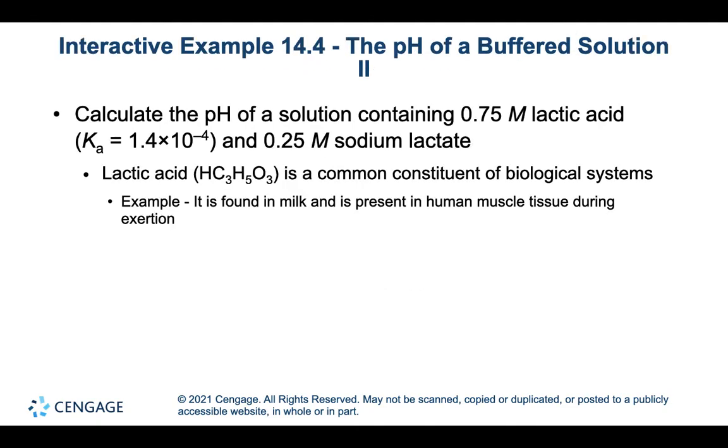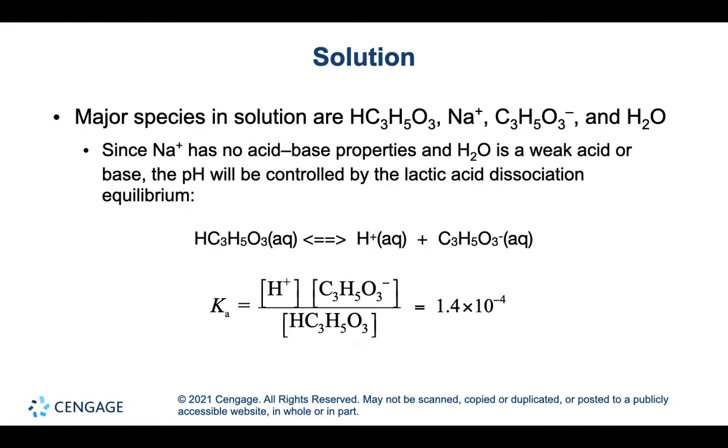All right, so we're finding the pH of 0.75 molar lactic acid and 0.25 molar sodium lactate, with a Ka of 1.4 times 10 minus 4. I think we did this Tuesday night. The Na plus is not going to be anything. It's going to be the weak acid and the conjugate base lactate. So lactic acid, HC3H5O3, and lactate, C3H5O3 minus. Those are your important species.